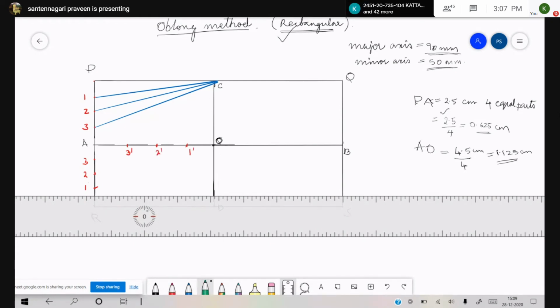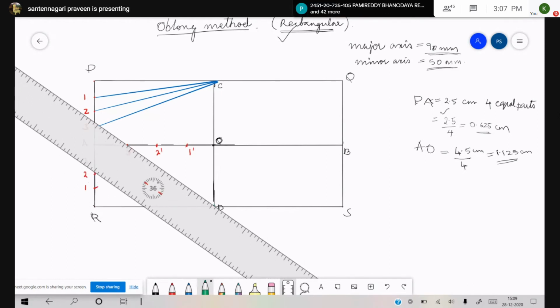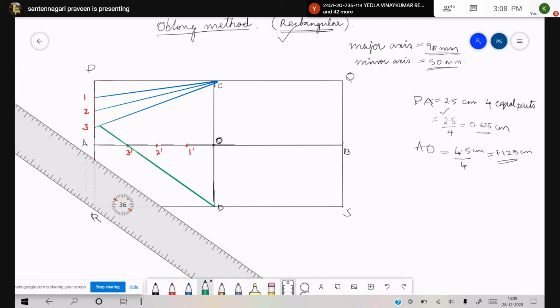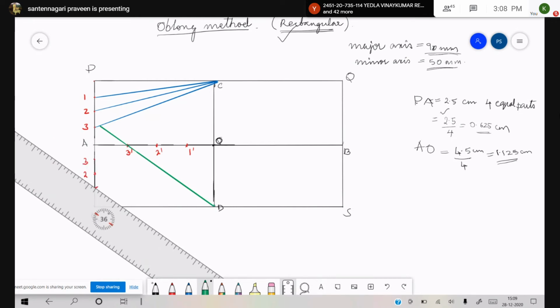Now what I do is the same thing. From D, I am joining your 3 dash and extending this line D3 dash in such a way that it intersects the line C3. Generally, the confusion will be up to which part I have to extend it. So I have extended it to the point where it intersects your line 3. The line passing through 3 dash is intersecting the line 3. Okay, so now mark this point.